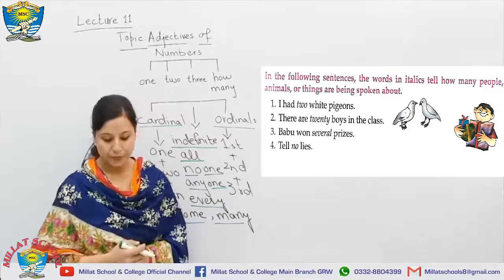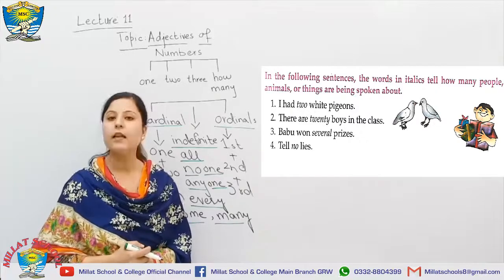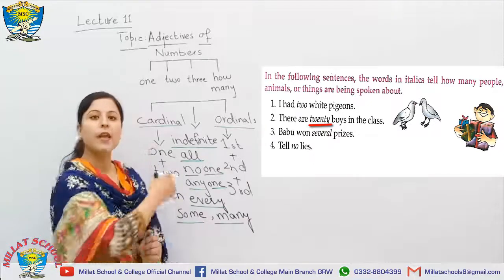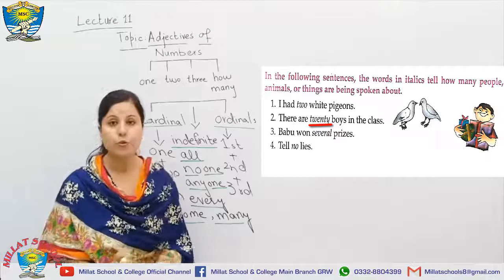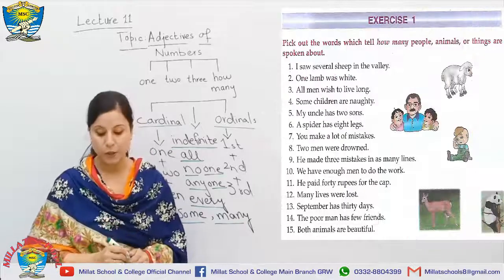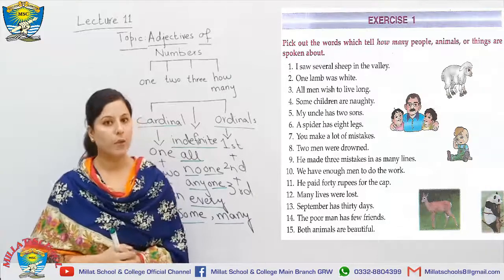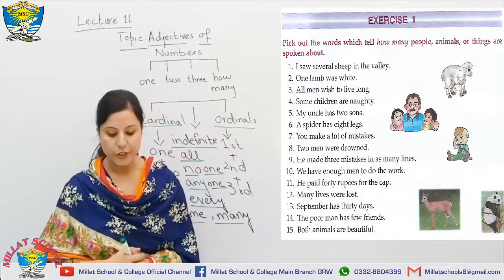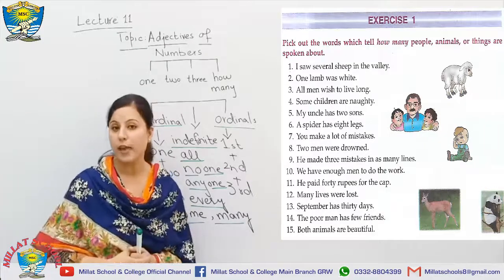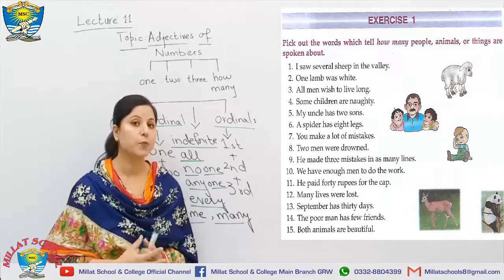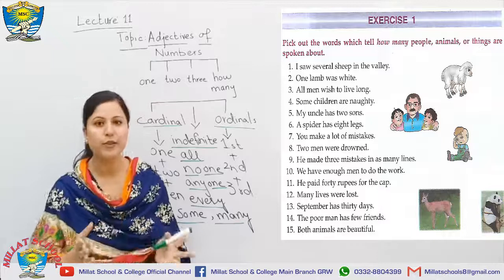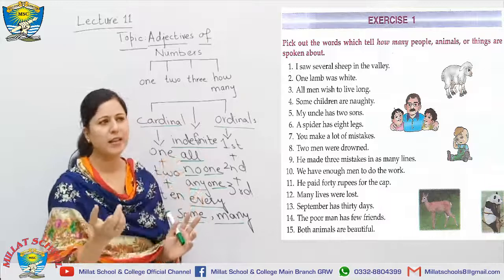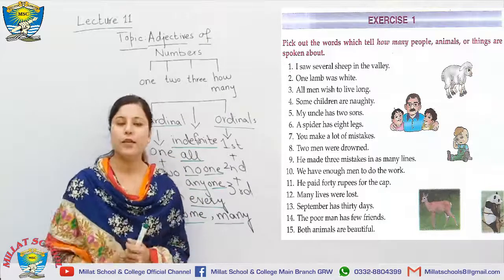Exactly. Number 2. There are 20 boys in the classroom. How many boys are there? 20. So 20 is again going to be your cardinal number. Now you are able to do the rest of the sentences. Let's move to the next page, page number 50. Exercise number 1 tells us on page number 50 that we have to pick out the words which tell how many people, animals or things are there. You know that it's great fun for you and for me also, because it's easy to pick out the things.